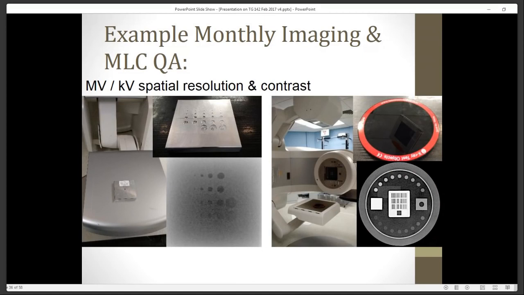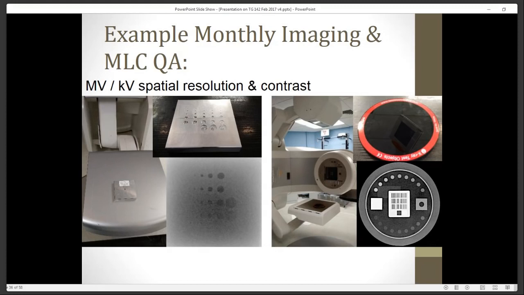So MV and KV spatial resolution and contrast. On the left, that's a phantom that is specific to megavoltage planar imaging, and it has these drilled points that have different depths and different widths. So you're testing a combination of spatial resolution and contrast. On the right is a phantom that's specific to KV imaging, and it has the low contrast inserts there, and then a high contrast, the spatial resolution line patterns in the middle there.